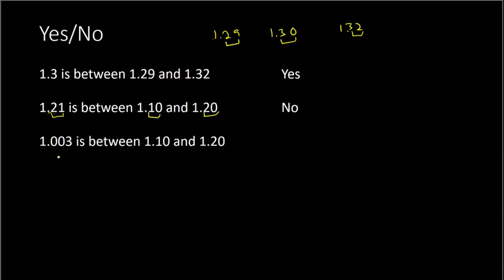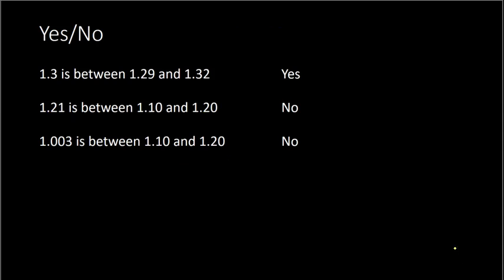Next, we're asked if 1.003 is between 1.10 and 1.20. This one would be helpful if we add zeros at the end of those numbers. So we would have 1.003, 1.100, and 1.200. Looking at the last three digits, is 003 between 100 and 200? And the answer is no. 3 is not between 100 and 200.